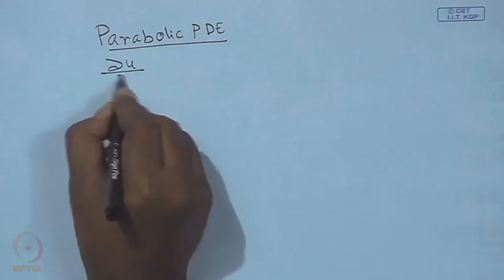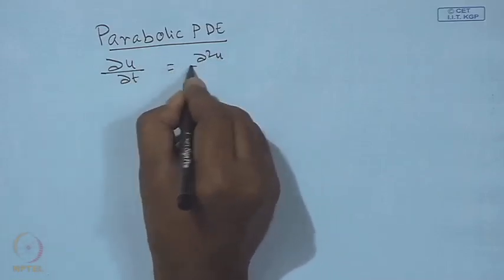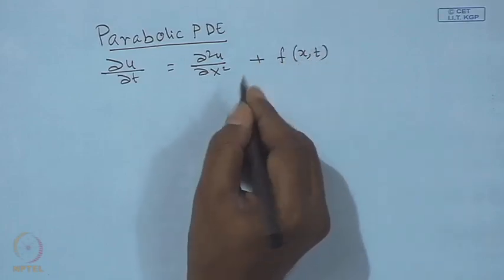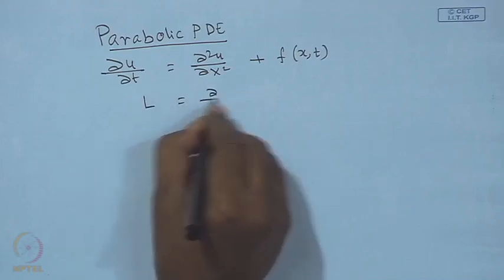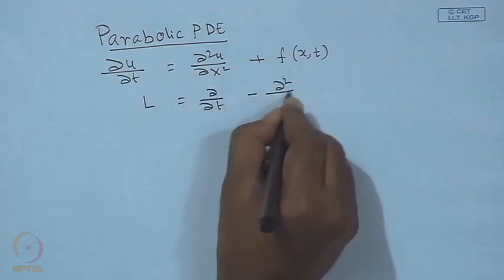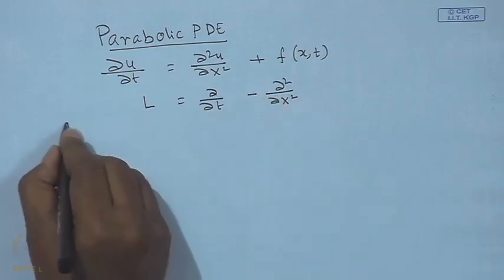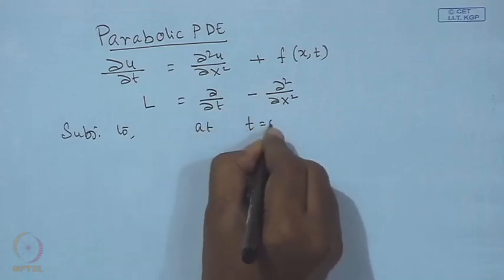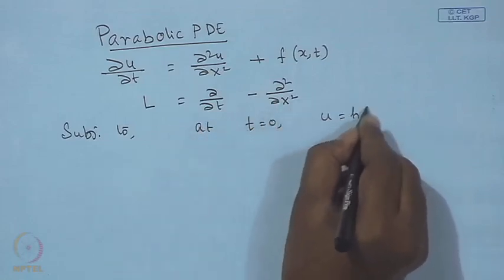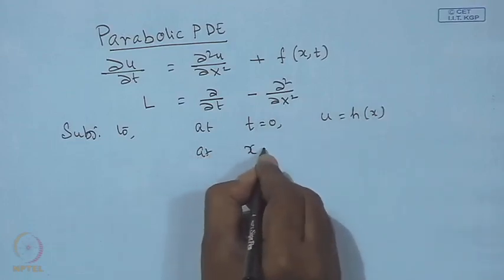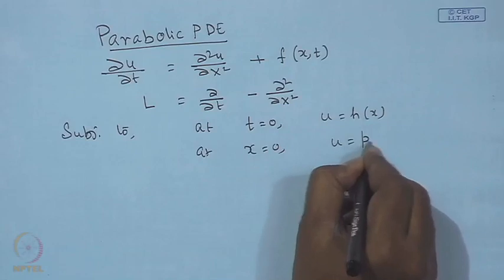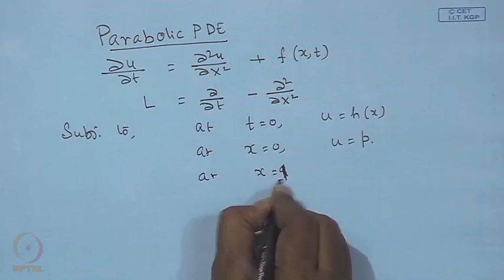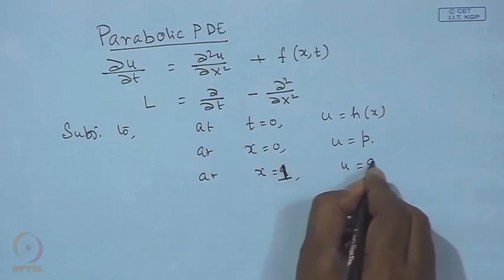It is del u del t is equal to del square u del x square plus f of x, t. Okay. So, the operator here is del del t minus del square del x square. Now, boundary conditions: subject to at t is equal to 0, we have u is equal to h of x, at x is equal to 0, we have u is equal to p, at x is equal to 1, we have u is equal to q.